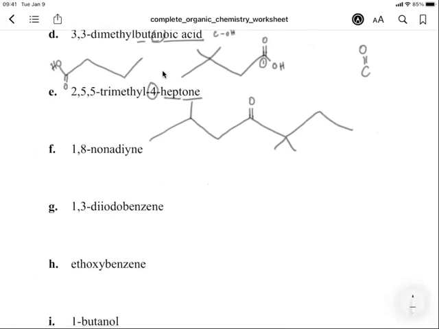For F, 1,8-nonadiyne. Okay, now we've got a triple bond. We have two of them, which is on 1 and 8. And I've got nona, which is 9. 1, 2, 3, 4, 5, 6, 7, 8, 9. On number 1, I've got a triple bond. And number 8, I've got a triple bond. No alkyl groups.